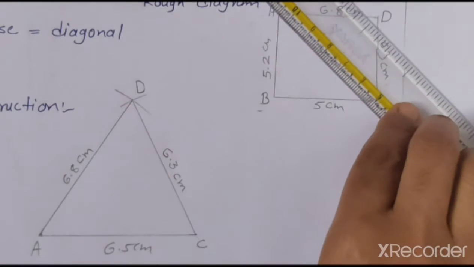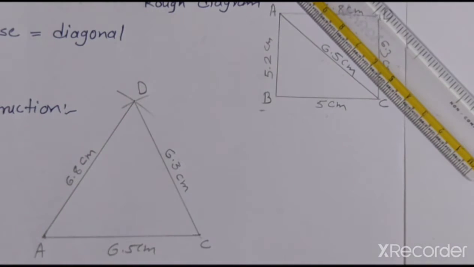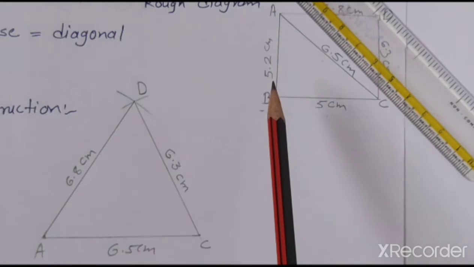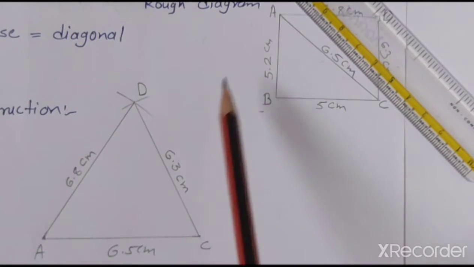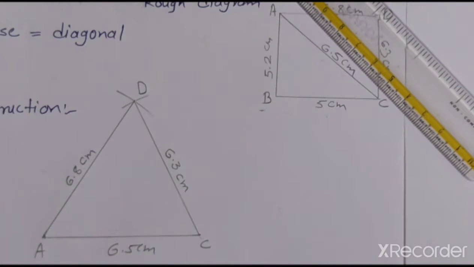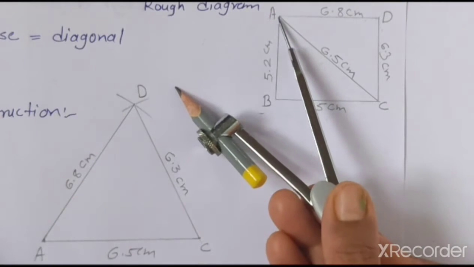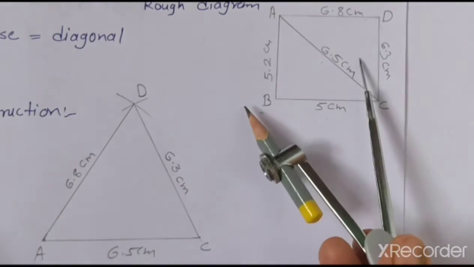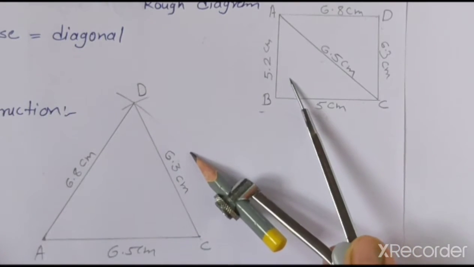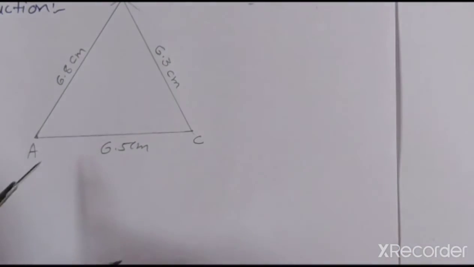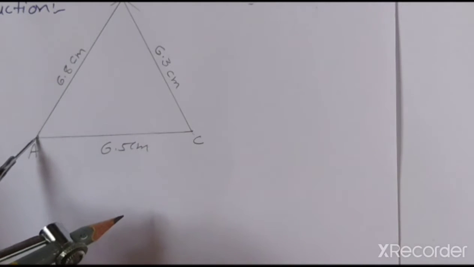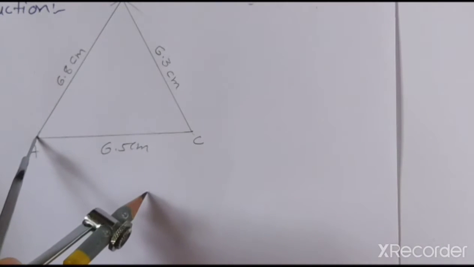Now let's construct this second triangle ABC. Therefore take here 5.2 length in compass again and mark an arc from point A exactly opposite to this triangle. So here I am putting this needle on point A and making this first arc.